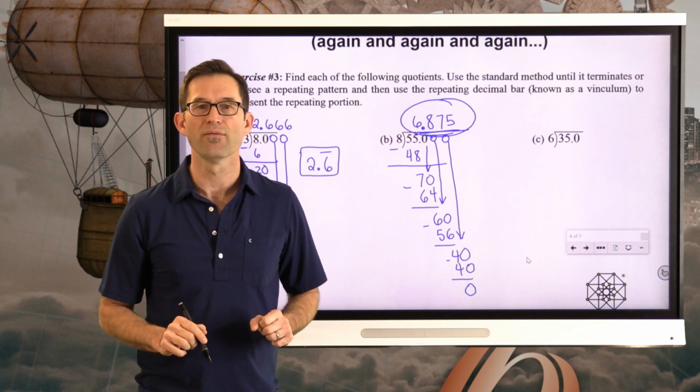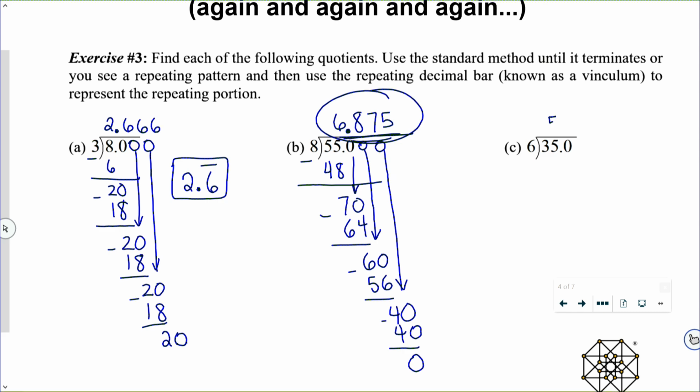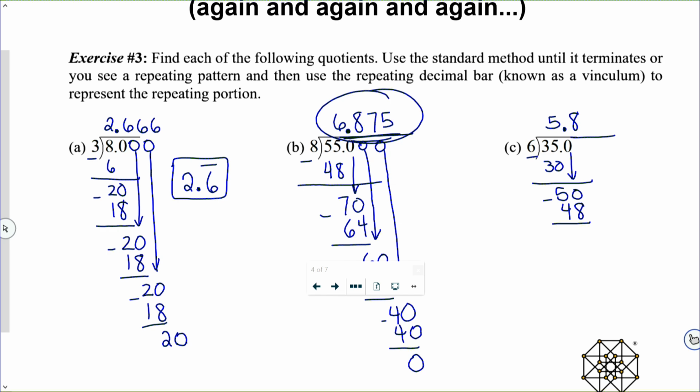Let's go through 35 divided by 6. Here we go. 6 goes into 35 5 times. 5 times 6 is 30. We subtract and we get a 5 as our remainder. We drop our 0 down and we get 50. 6 times 8 will give me 48, which when I subtract will give me 2. Again, tack on another 0, drop it down, and I'll get 20. 6 goes into 20 3 times. That'll give me 18. Subtract, I get 2.